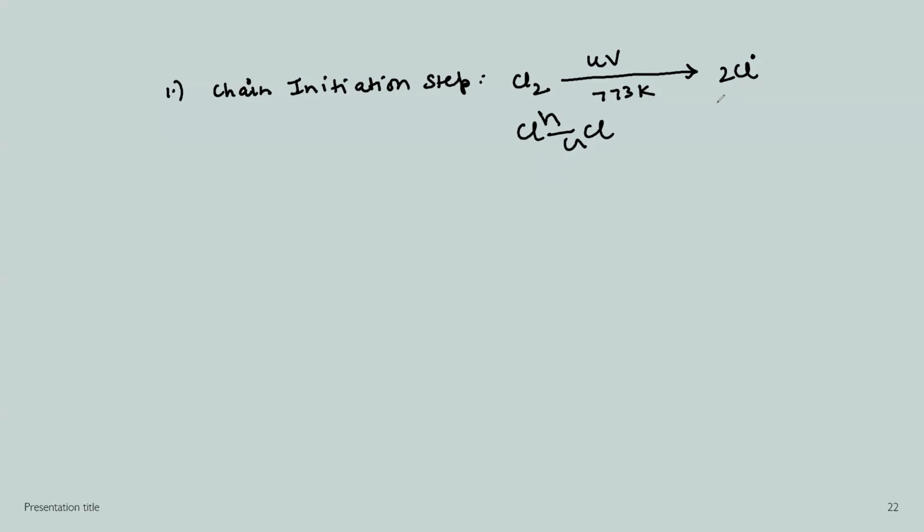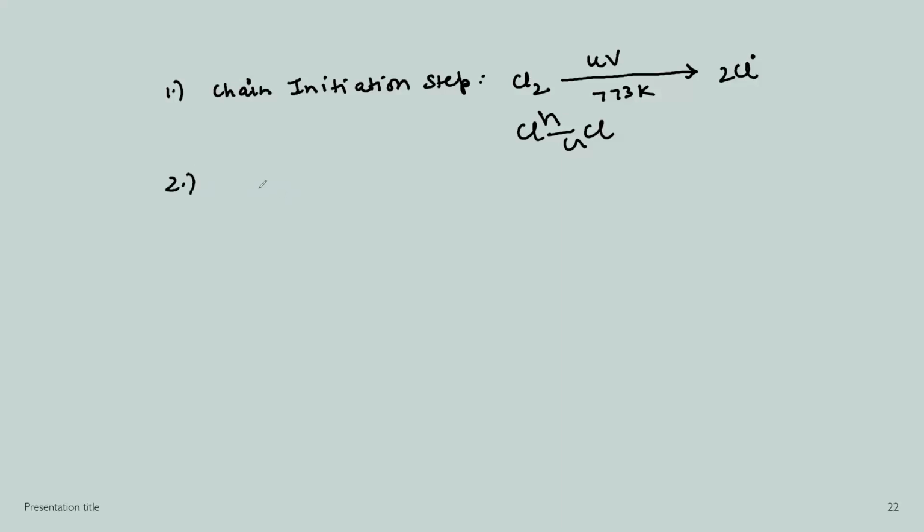What happens here is the free radical formed in step 1 will attack the methane molecule. But before that, what is the reaction? The reaction is CH4 plus Cl2 giving rise to CH3Cl plus HCl. So this is the whole reaction, and we have to make this molecule. The second step we have is the chain propagation step.